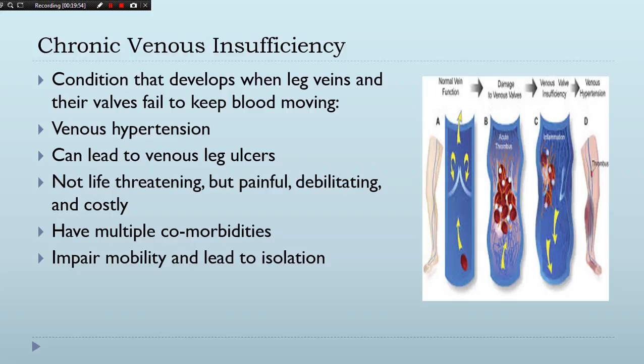Typically, these patients who have chronic venous insufficiency also have multiple comorbidities. They smoke, so they might have COPD. They might have heart failure. They might have high blood pressure. And a lot of these patients who have severe chronic venous insufficiency, it's going to lead to impaired mobility and can lead to social isolation, because their whole life is about managing this edema, these ulcers, and this pain.